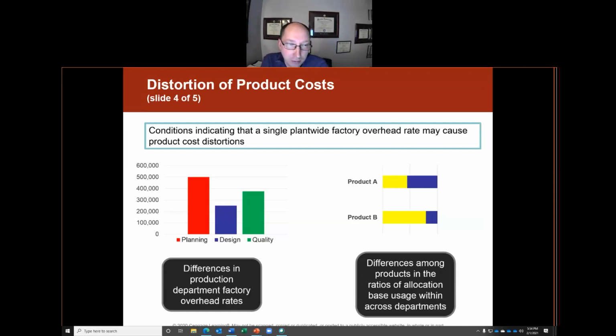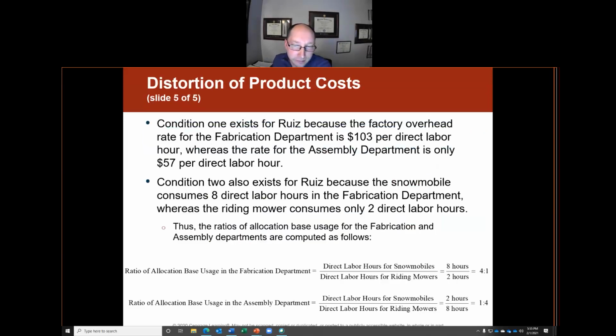And I look at these in comparison to all of my products and the differences among the products in the ratios of the allocation using a base across different departments. We'll talk more about this stuff, but I just want you to get a better understanding of how distortion costs are associated with different products. So let's talk about it.